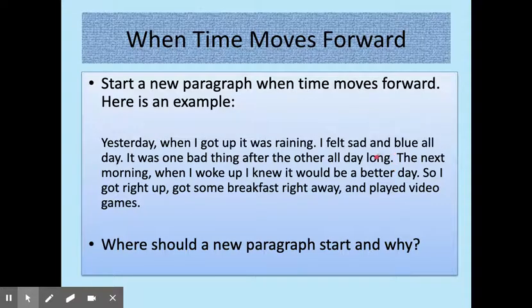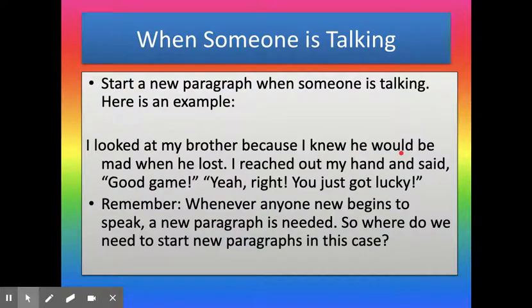So we could put a paragraph there. Very good. All right. Ooh, rainbow. We also need a new paragraph when someone is talking. Start a new paragraph when someone is talking. Here is an example. So be thinking about when you would start a new paragraph.